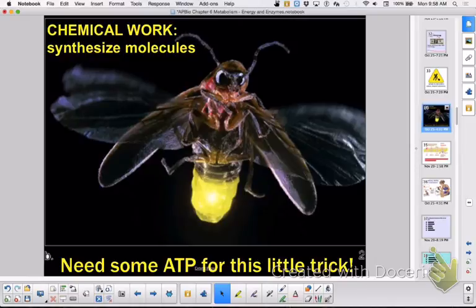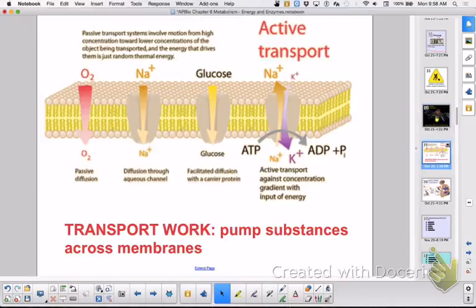We have had a big discussion about cell membranes and transport work, right? And pumps, and how pumps require ATP. We talked about the sodium-potassium pump. And this is when you're concentrating things against the what?